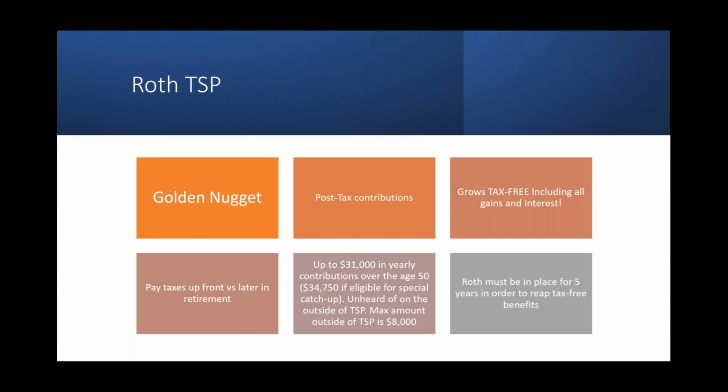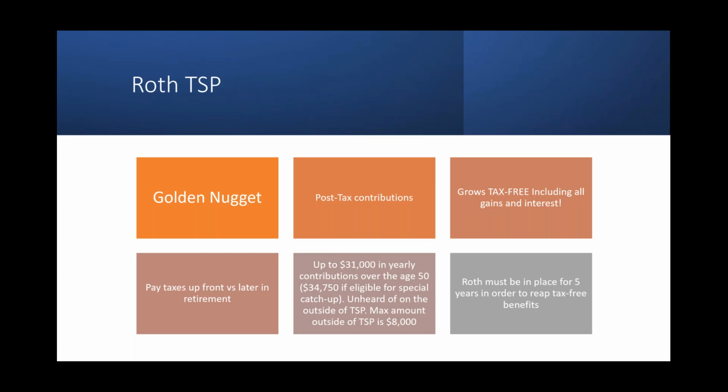Okay, now again, here's an advantage with the Roth TSP. You have the ability, if you're over the age of 50, to put $31,000 into a Roth TSP. And by the way, there are no income restrictions with the Roth TSP.